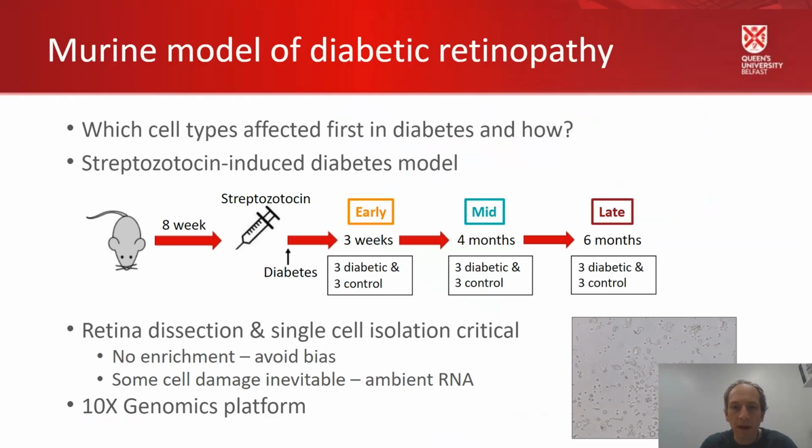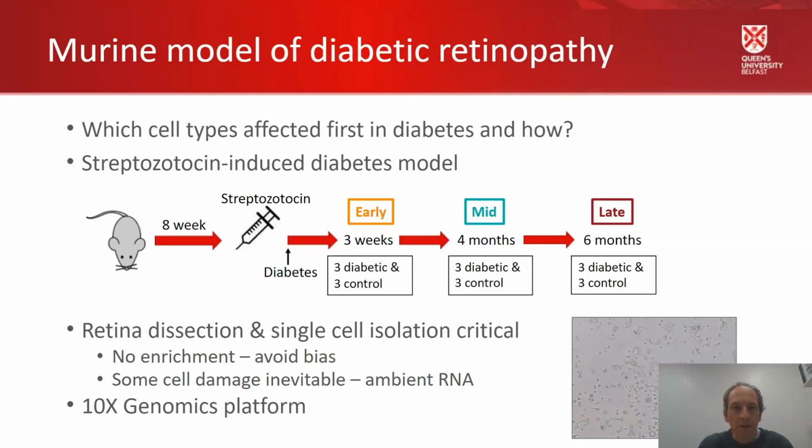So we used a mouse model of type 1 diabetes, in which we use streptozotocin injections, which destroy the beta cells in the pancreas, and the mice become diabetic. After 3 time periods of 3 weeks, 4 months, or 6 months, so I'll refer to that as early, mid, and late periods, so this is length of diabetes, we sacrificed the mice, dissected out the retina, and then isolated the individual retinal cells, which you can see in the image in the bottom right.